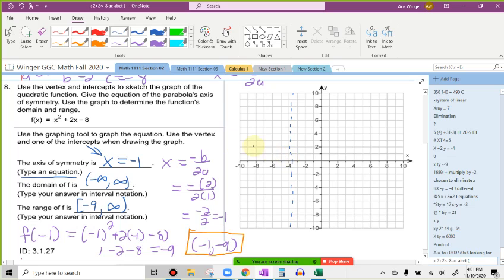And so -1, -9. I do want to double check that. That looks right. -1, -9 is here. They'll ask for the vertex, and then here they will have the y-intercept. So it looks like that.